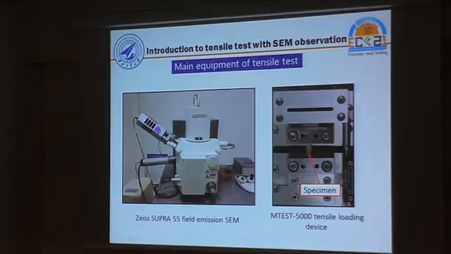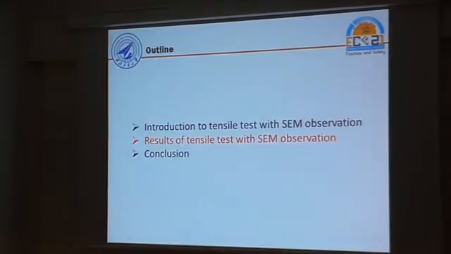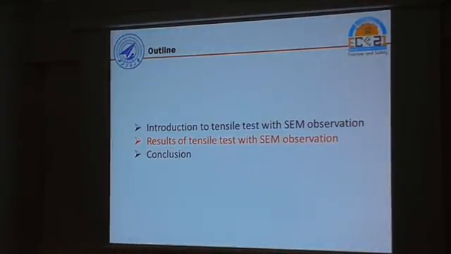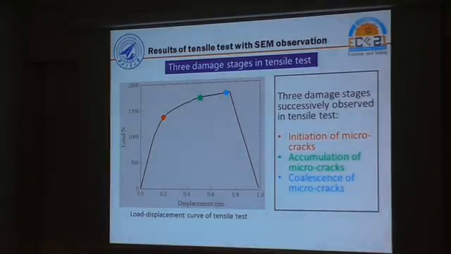This is the introduction to the main equipment of the tensile test. Now let's go to the core of our research, the results of the tensile test with in-situ observation. During the tensile test, we mainly observed three stages. The first is initiation of microcracks, the second is accumulation of microcracks, and the third, the last one, is the coalescence of microcracks.